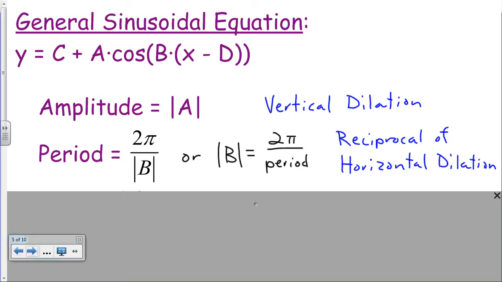Okay, and because of the fact that we write it as just b, that's why it turns out to be the reciprocal. If we wrote that as 1 over b, then b would actually represent the horizontal dilation. But it's not written that way. That's just by tradition. That's how we write it, so we are not going to change it here. But it's actually the reciprocal of your horizontal dilation, how much you stretch this thing horizontally.